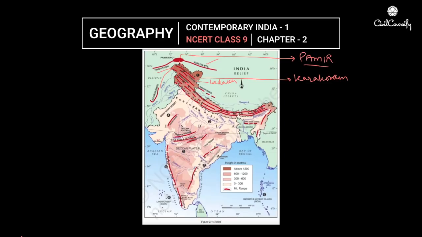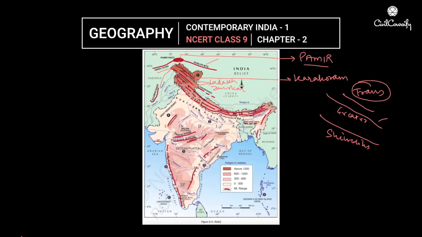Next is the Zaskar. I hope you know that the Himalayas are divided into Trans Himalayas, Greater Himalayas, and Lesser Himalayas or the Shivaliks. Karakoram and the Ladakh range are Trans Himalayas, and the Zanskar range is part of the Greater Himalayas, which is the longest range starting from North India to Northeast, and these are the Shivaliks. Right.